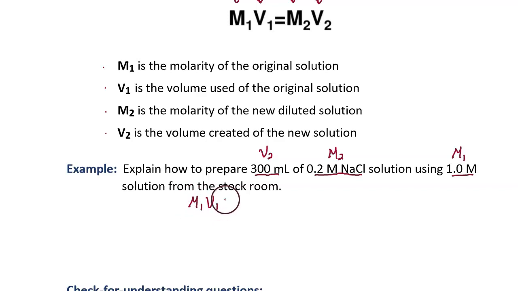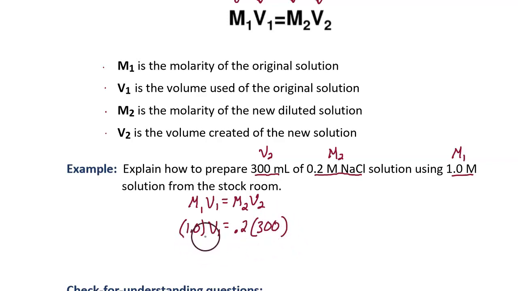M1 times V1 equals M2 times V2, and we'll make our substitutions. For M1, it's 1.0. We don't know volume number 1. That's kind of what we're asked to figure out. How much of this original solution from the supply room do we need to use? For M2, that's 0.2. And for V2, it's 300 milliliters.